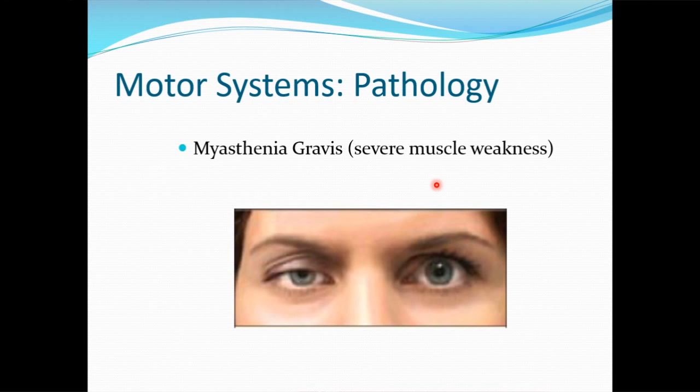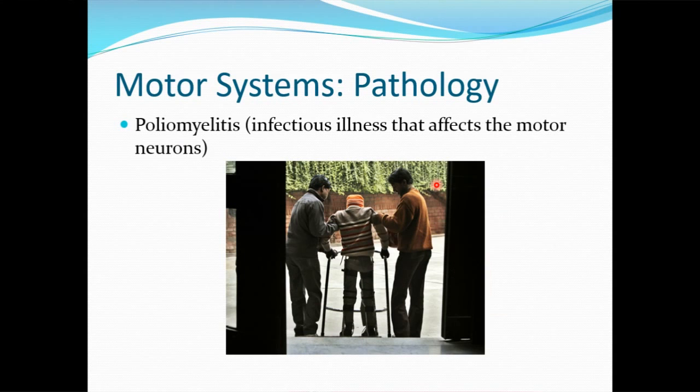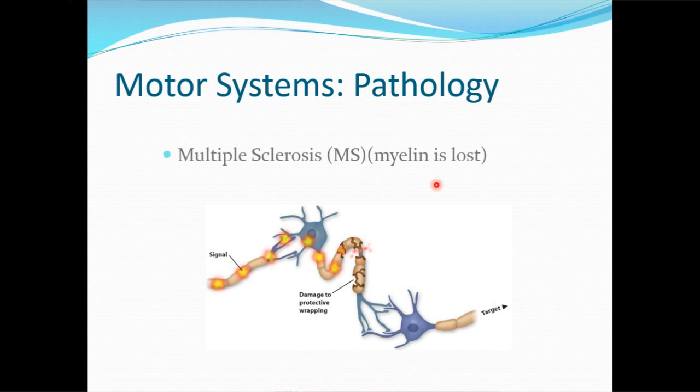Myasthenia gravis refers to when there's severe muscle weakness, and sometimes you see it in the face if there's, for example, a droopy eyelid. It might be due to myasthenia gravis. Poliomyelitis is an infectious illness that affects the motor neurons. That's why people lose strength in their legs and so on. And multiple sclerosis, because myelin is lost in the neuron wrapped around the axon.